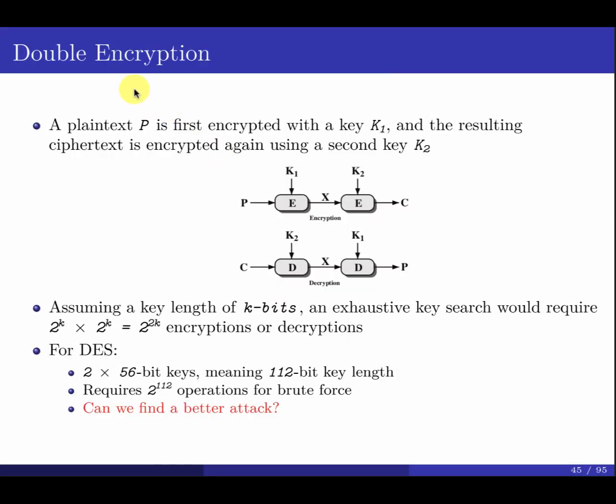So this is the double encryption. Remember DES, 2 times. You're going to apply 16 rounds, then after that, apply another 16 rounds with different keys. And this is the encryption and decryption.